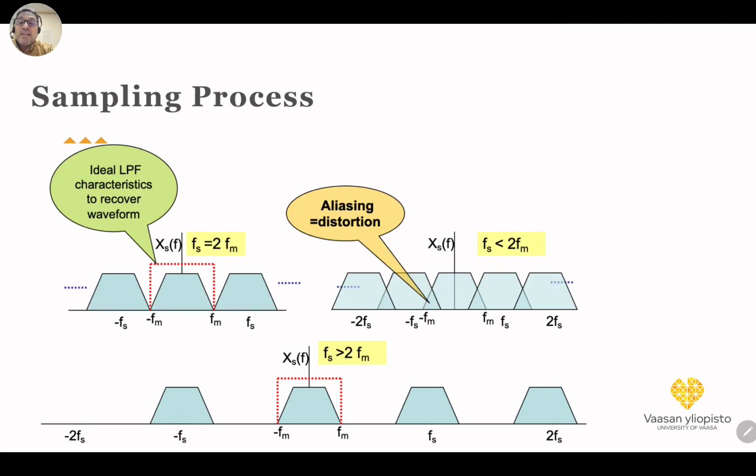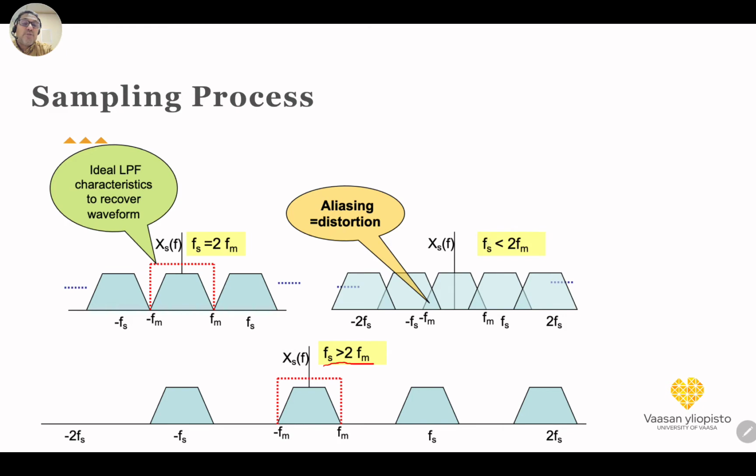You can see here that if the sampling frequency is exactly double fm, the maximum frequency component in the low-pass bandwidth signal, this will be the spectrum of the sampled signal, which means we can retrieve our original signal by using an ideal low pass filter. If fs is even greater than 2fm, it will be even better, because now you can see we have some gap between the spectra, so it becomes easier. Even if we don't use an ideal low pass filter, we are still able to retrieve our original signal.